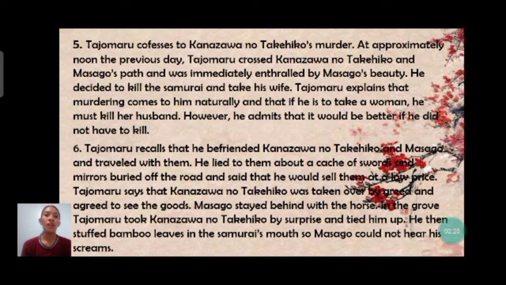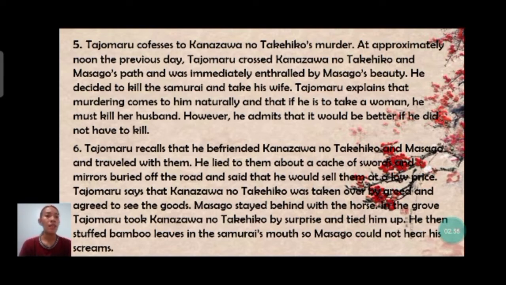So, Tajumaro confesses to Kanazawa no Takehiko's murder. At approximately noon the previous day, Tajumaro crossed Kanazawa no Takehiko and Masago's path and was immediately enthralled by Masago's beauty. He decided to kill the samurai and take his wife. Tajumaro explains that murdering comes to him naturally, and that if he is to take a woman, he must kill her husband. However, he admits that it would be better if he did not have to kill.